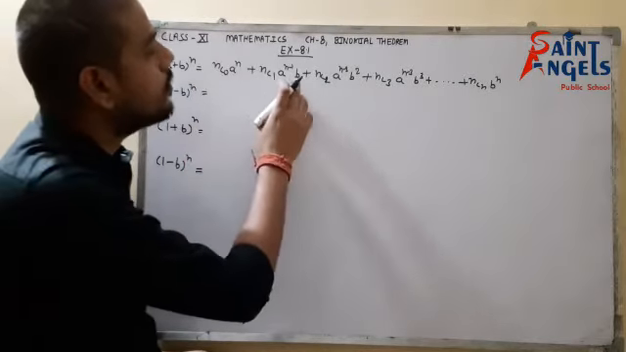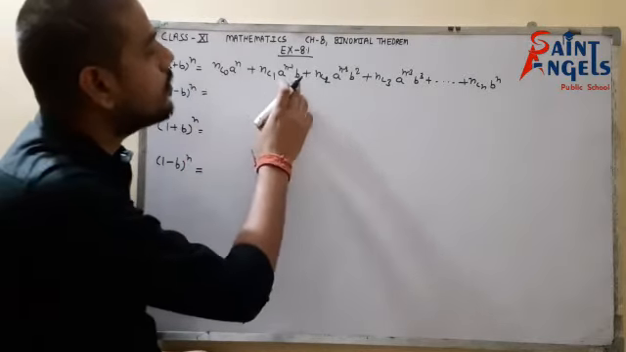Now when I have to use the formula for (a - b)^n, can I write this as (a + (-b))^n? So is it the same formula? I have to put the formula, so that would be nC0 a^n plus nC1 a^(n-1). In place of b, we have minus b, so that would be (-b), then plus nC2 a^(n-2) (-b)^2 plus nC3 a^(n-3) (-b)^3 and so on. That's how it will go.